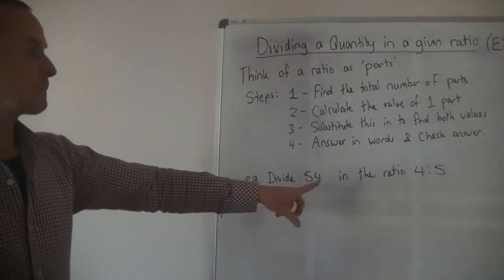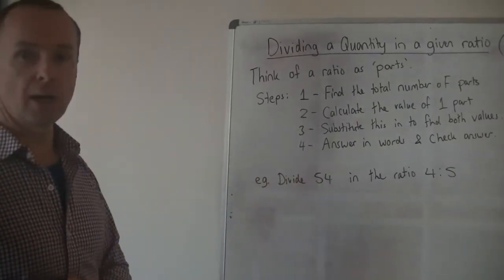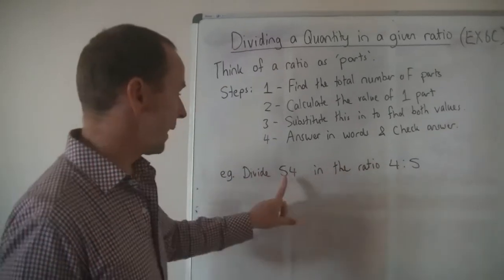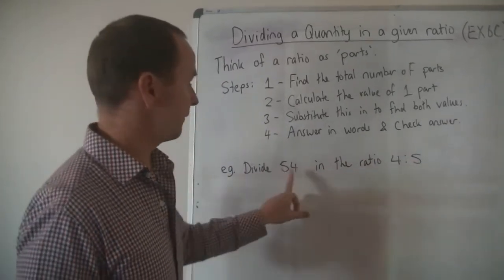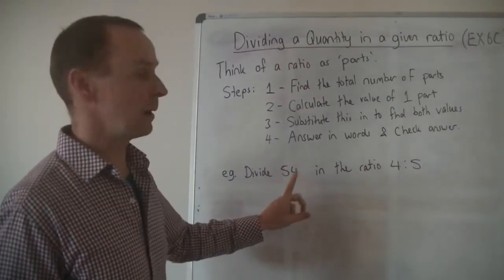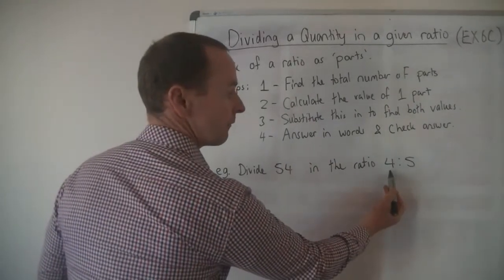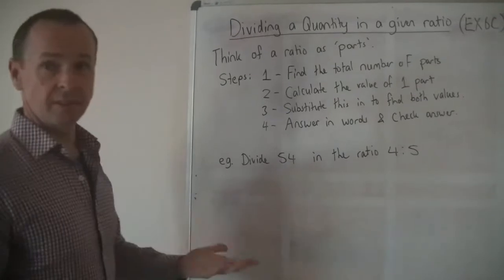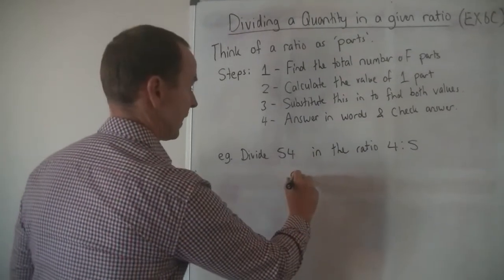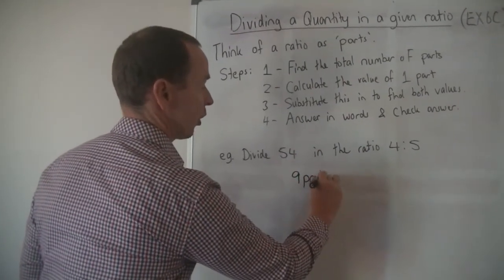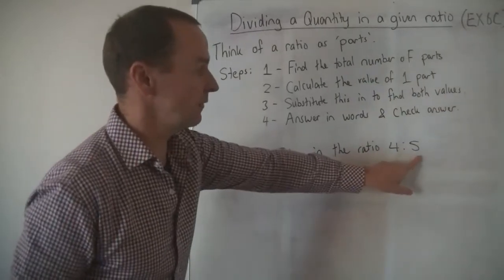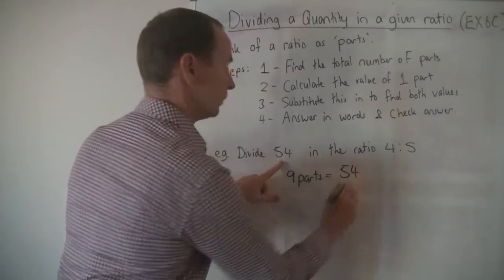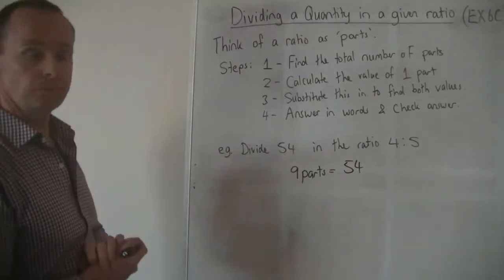Divide 54 in the ratio 4 to 5. The first person gets 4 parts of this, the second person gets 5 parts of that number. Altogether, we've got 4 parts plus 5 parts, so we have 9 parts. This is literally the best way to set this out. So 4 and 5 is 9 parts in total, is equal to the total, which is 54. So 9 parts is 54.